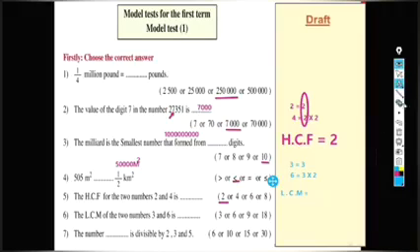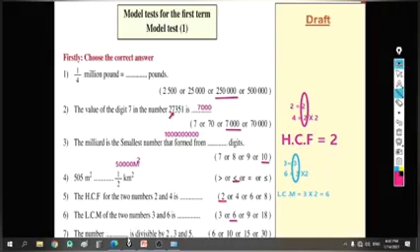We find that the common factor I have is 3. We take one of the 3s, times 2, and the result is 6. So the least common multiple for the two numbers 3 and 6 is equal to 6.